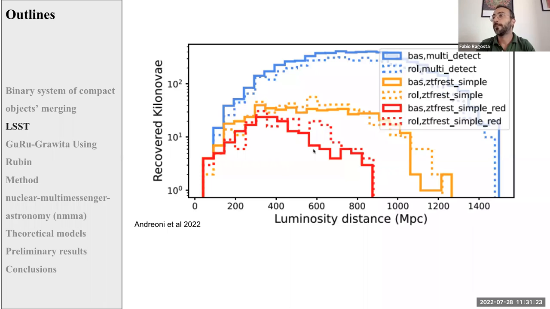The yellow and the red histograms show the detectability of the kilonova if we apply the same algorithms that were applied to the ZTF survey for the kilonova search. Even though for the ZTF survey they weren't so lucky in detecting kilonovae, applying the same algorithm to LSST, we would be able to find kilonovae up to 1200 megaparsec. The red is the same as the dark yellow, but using just the infrared filters.